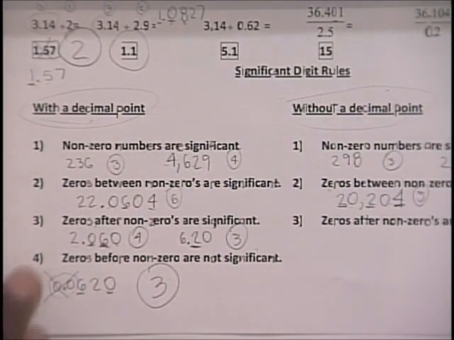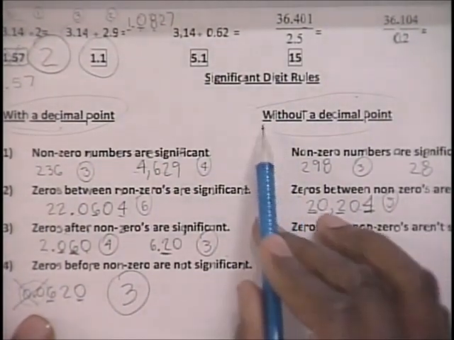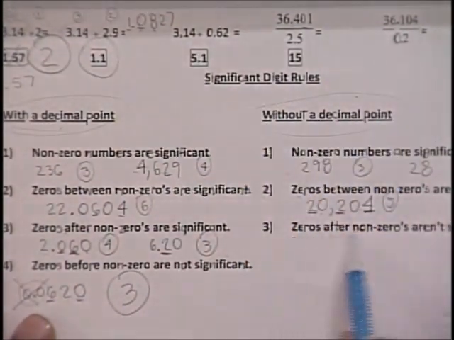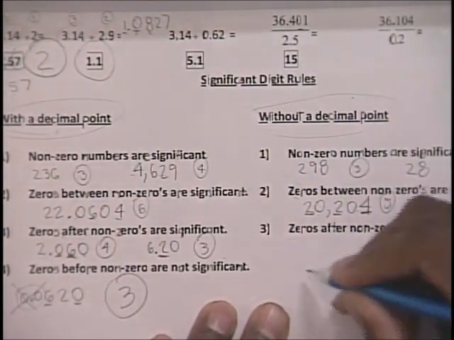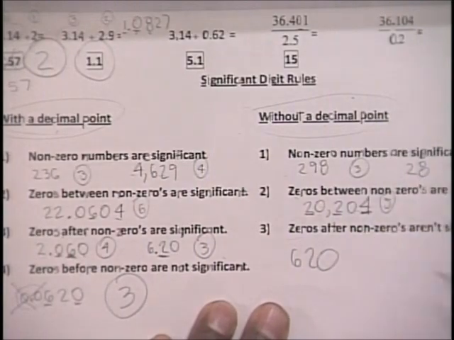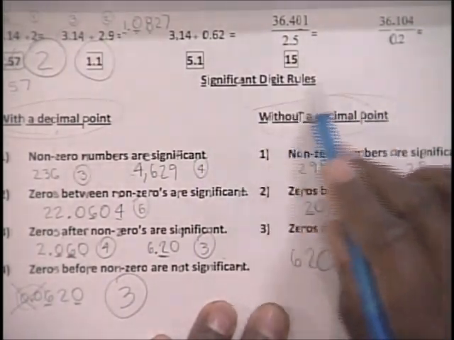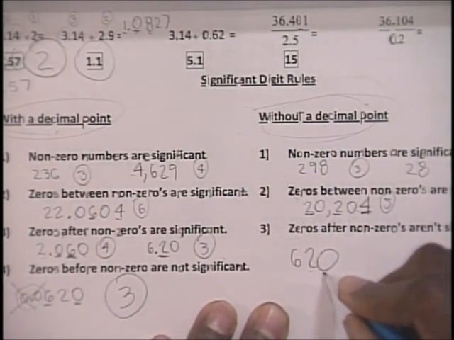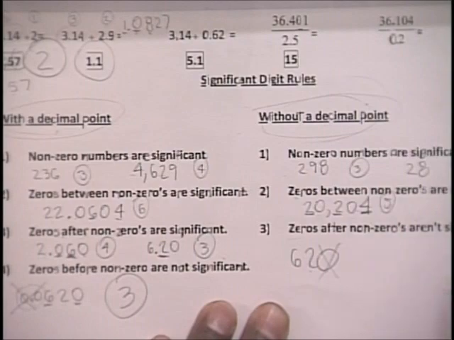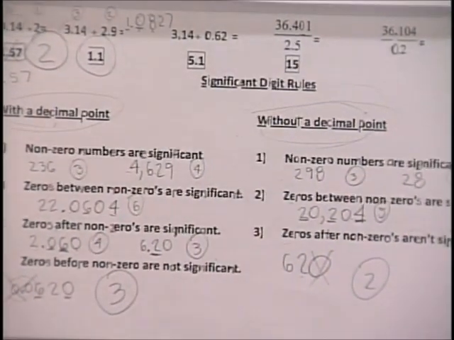The last rule that I want to talk about is this one where you don't have a decimal point. Zeros after non-zero numbers are not significant. So let's say you have 620. That's not a decimal point. You've got the 0 after the non-zero number. This 0 in this case is not significant by rule. So the number of significant digits there is 2.